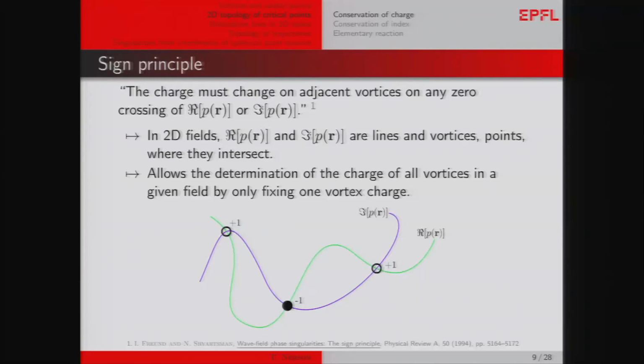So this rule is very important because it allows the determination of the charge of all vortices in a given field. So if you know one vortex, you know its charge, then you will know all the other vortices in your field.